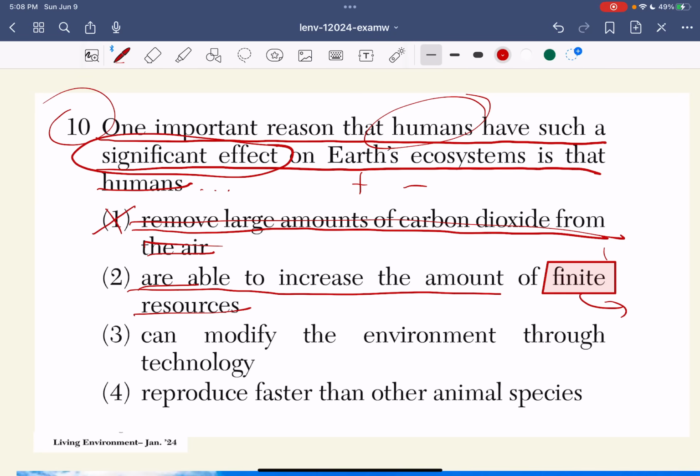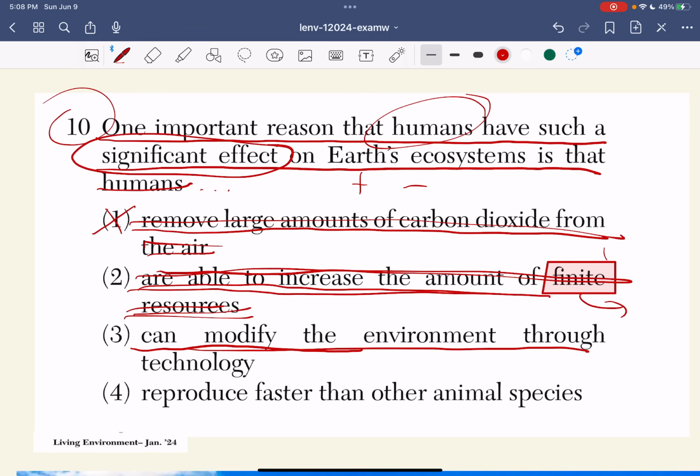So, are we able to increase the amount of resources on Earth? No, we are not. We do not have the capacity to do that. Number 3, can humans modify the environment through technology? We absolutely can. I'll get back to number 3 in a second. It's looking like it's number 3.